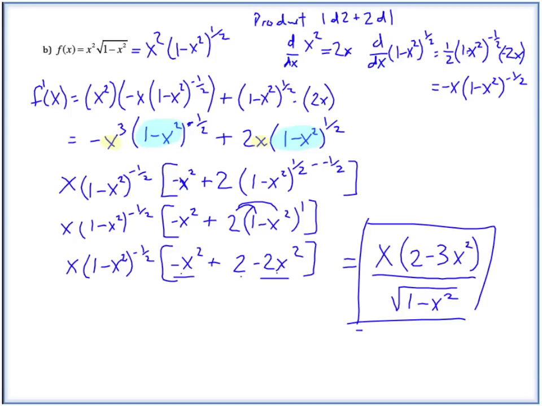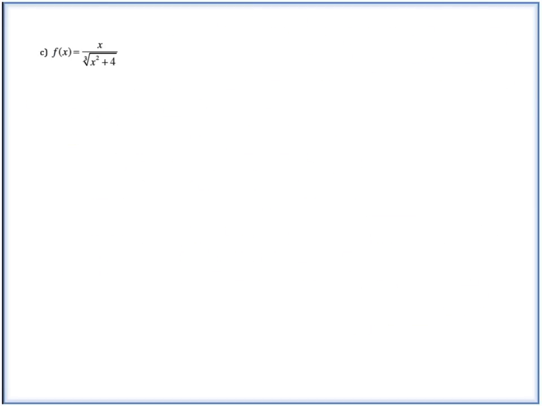Alright, we're going to try one last example here together. Alright, in our next example, we have a function x divided by a radical. And so in this case, we are going to use our quotient rule. Before we do, let's rewrite our radical as fractional exponents. So this is x over x squared plus 4 to the 1/3. And now you can see we're going to use the quotient rule here.